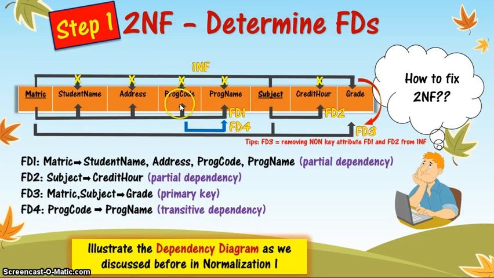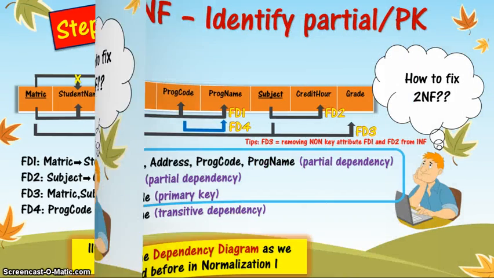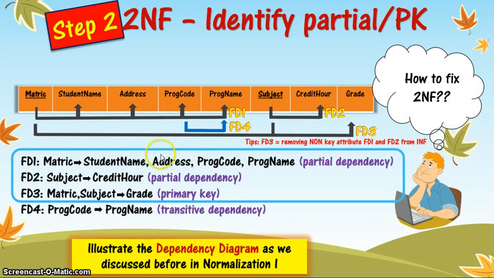Okay, this is a very important part because it can make it easier to identify 2NF and 3NF, right? Okay, this is the technique for the normalization process. Then what to do? So you have to identify partial. We have partial or PK. So for partial, we have FD1, FD2, and the primary key is FD3.